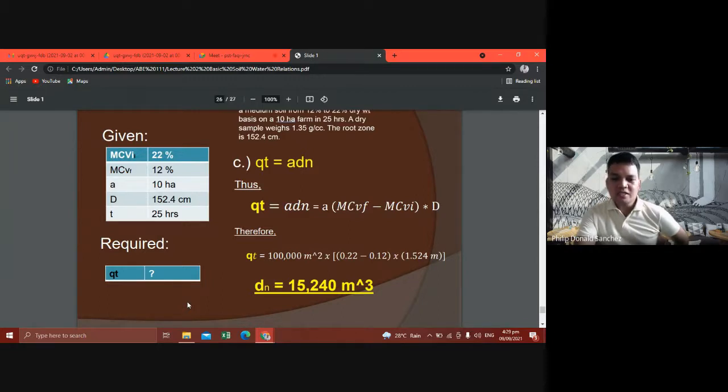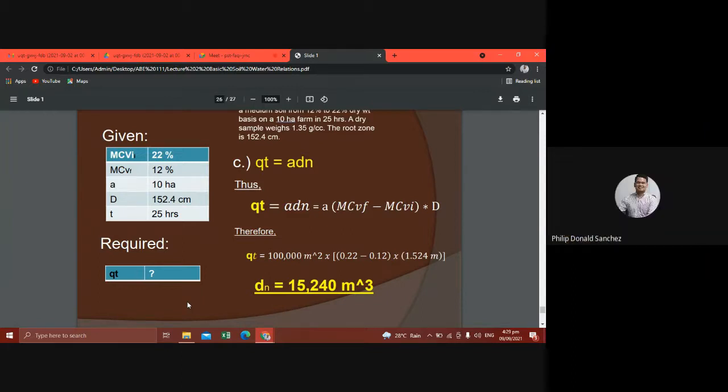Okay? So the answer is 15,240 cubic meter for QT. It's not DN, it's QT. What's written there as DN is wrong. It should be QT, because we already solved DN here. So what should the value of DN be, guys? 0.22 minus 0.12, how much, 0.10, times 1.524. So what is DN, guys? It's not DN anymore, it's QT. That was a typo.